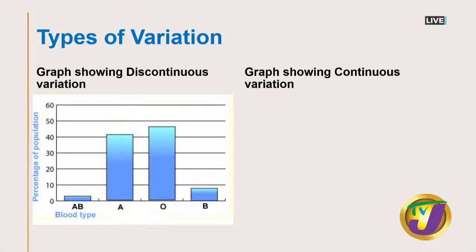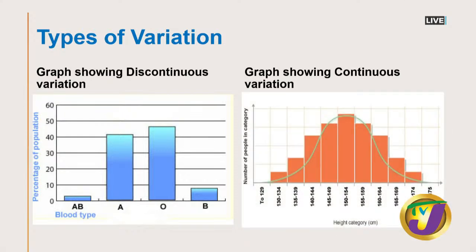However, for continuous variation, we tend to use histograms, and we have to put the things we're measuring in ranges. So you might have, say for example, a height category in centimeters, one that goes from 0 to 129. Then you might have another one that is 130 to 134. Then you might have another that goes straight up to over 176. So there are specific ranges, but you can't have one entity on our x-axis as we had for our discontinuous.